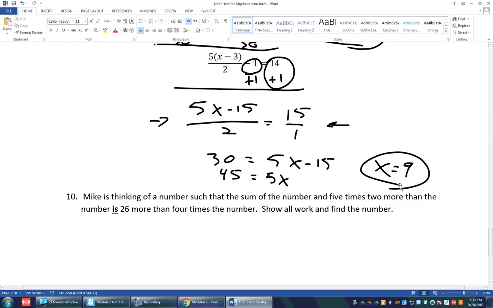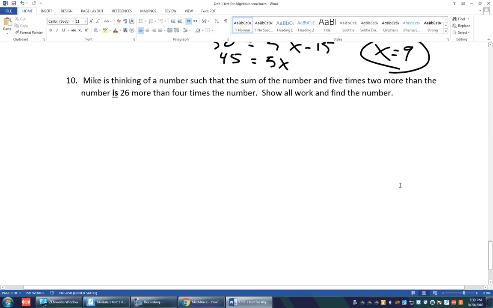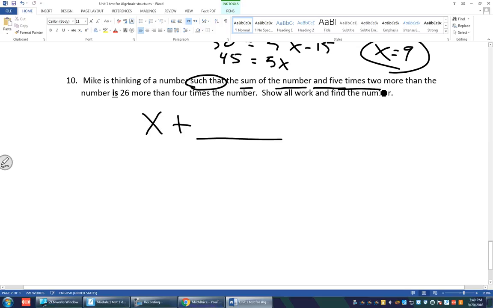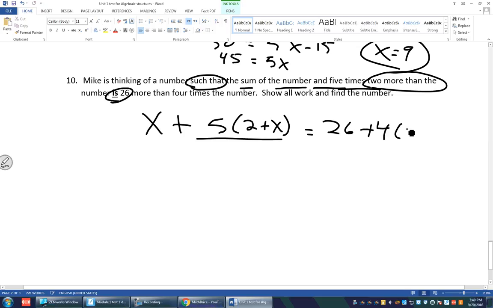Mike is thinking of a number such that, that means start writing the equation, the sum of the number and 5 times 2 more than the number is 26 more than 4 times the number. There it is.